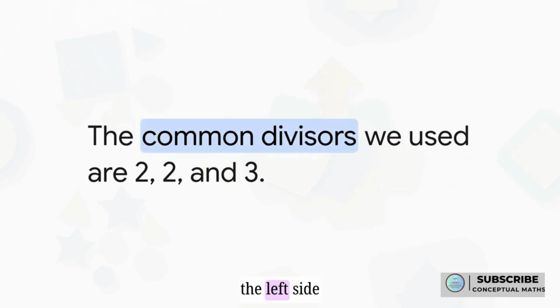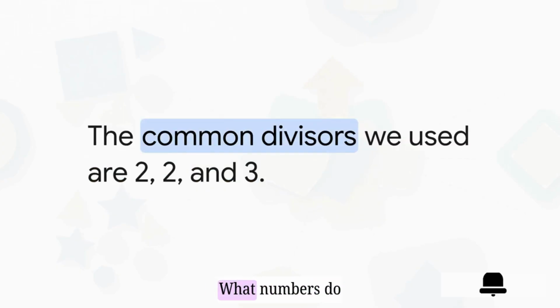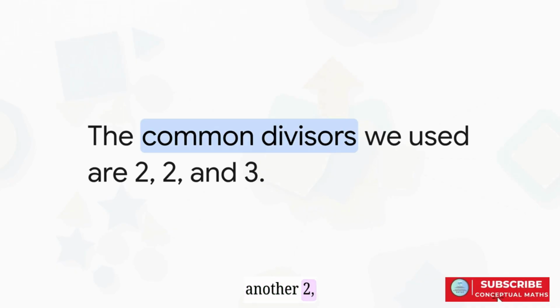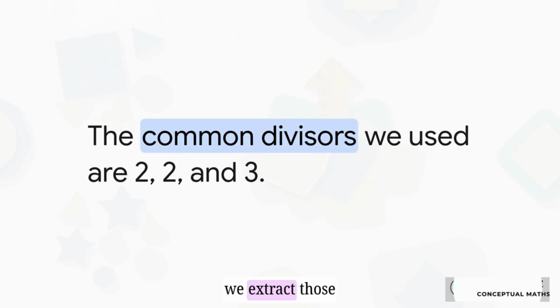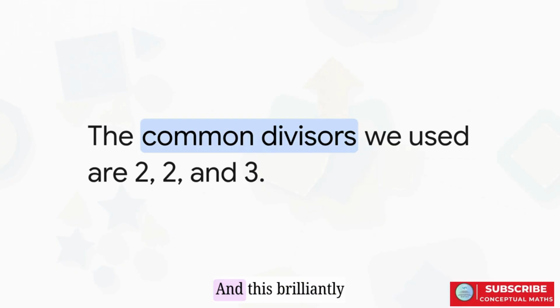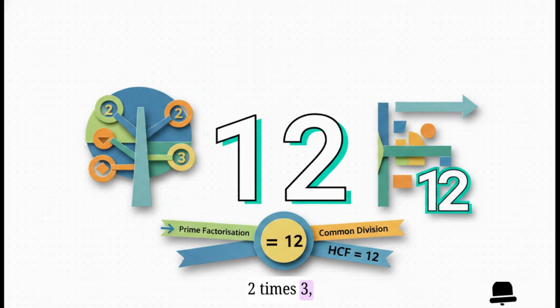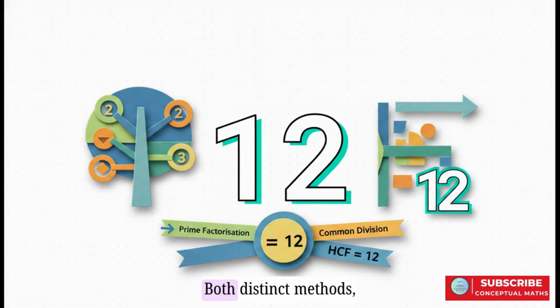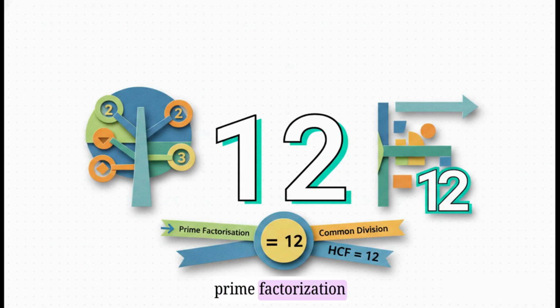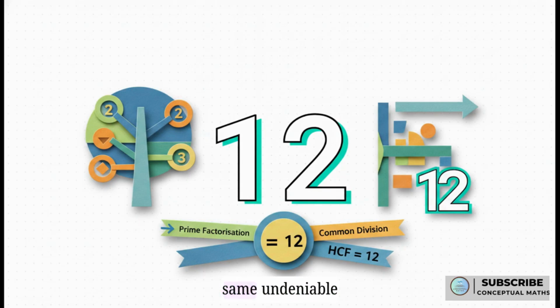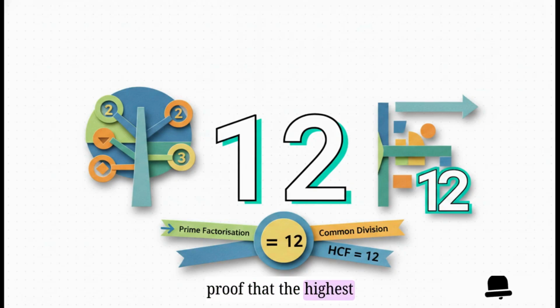Now look over at the left side of our division setup. What numbers do we divide them by? Well, we used a 2, another 2, and a 3. And just like with the first method, we extract those common divisors on the left side, and we get ready to multiply them. And this brilliantly illustrates how math is just wonderfully consistent. Multiply 2 times 2 times 3, and we once again get 12. Both distinct methods, prime factorization and common division, give us the exact same undeniable proof that the highest common factor is 12.